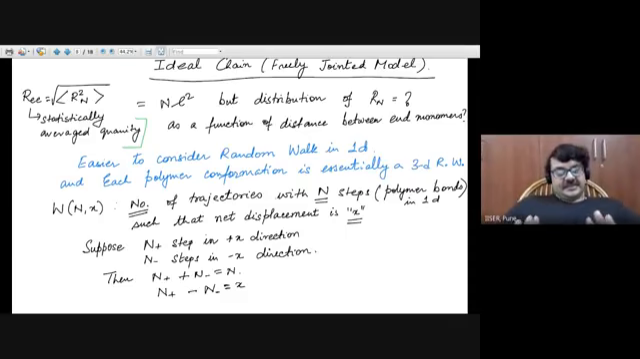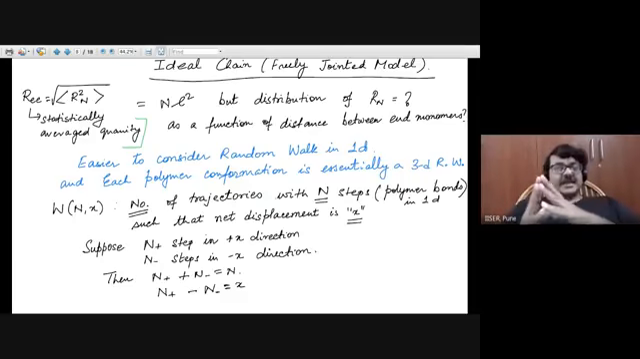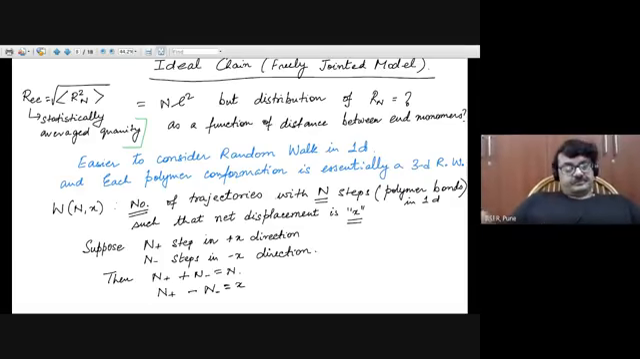Now let's consider this in 1D. Now remember, we are considering an ideal polymer chain. So basically monomers can sit on top of each other. So you could have R_i in one direction and R_(i+1) exactly opposite, that is minus R_i. There's nothing which prevents two monomers from sitting on top of each other, and so we have an ideal polymer chain, or a random walk in 1D.